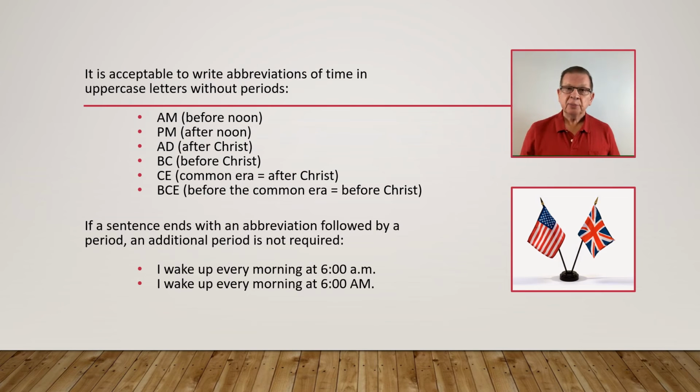It is now acceptable to write abbreviations of time in uppercase letters without periods: AM, PM, AD, BC, CE, BCE. If a sentence ends with an abbreviation followed by a period, an additional period is not required. Example: I wake up every morning at 6 a.m.